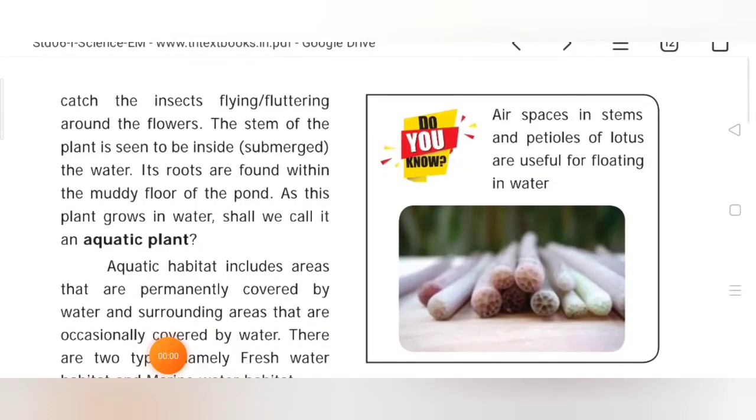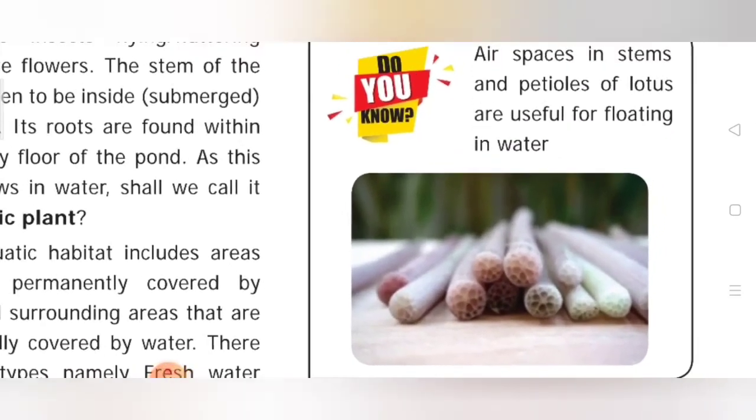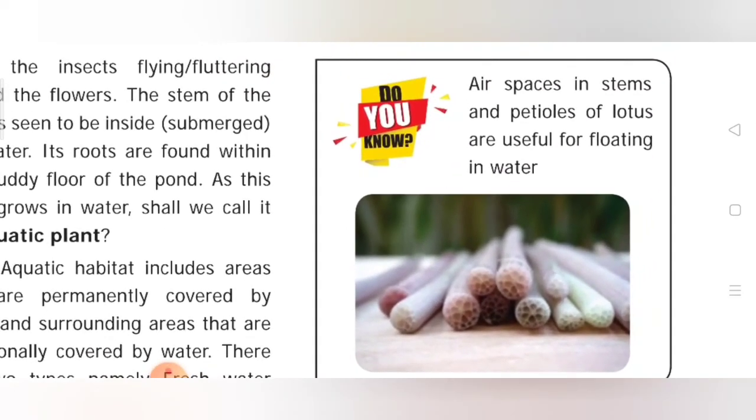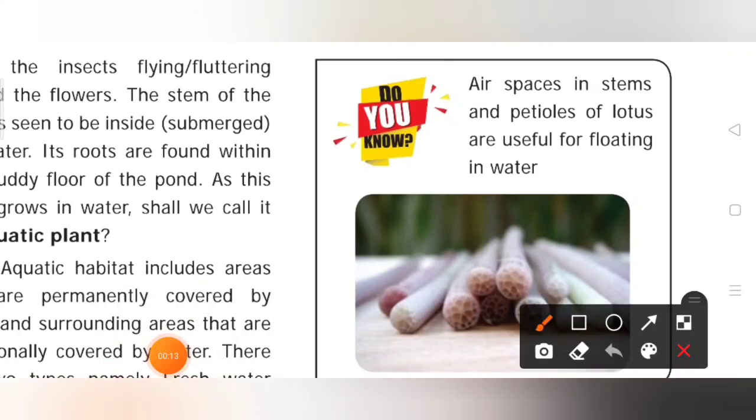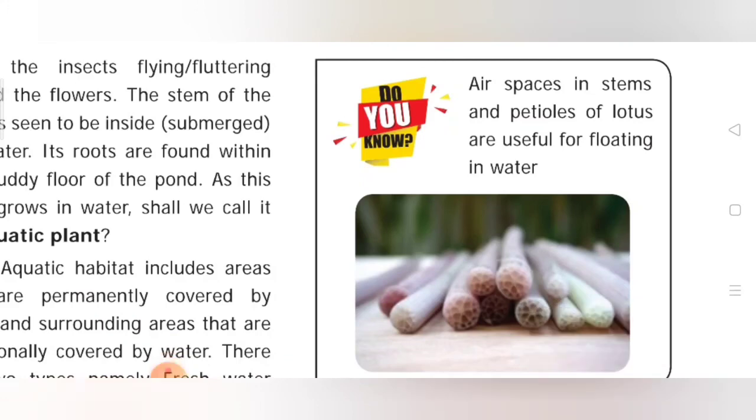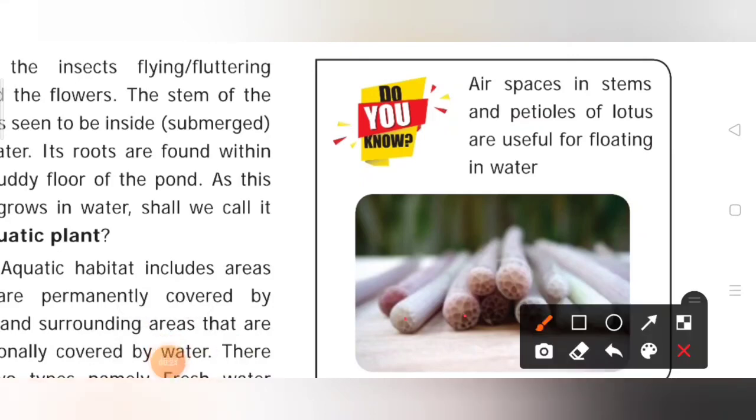So look here, the air spaces. Look at this diagram. The air spaces in the stem or petioles of lotus are useful for floating in water. Look at the inner view of the stem. Here you have the small air spaces. Air bags are present, isn't it? So these air bags make the plant float in the water. Is it clear, children?